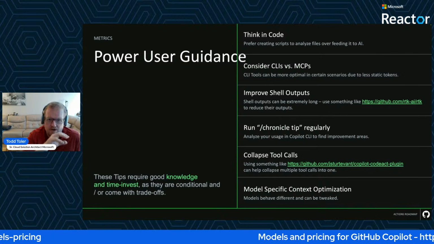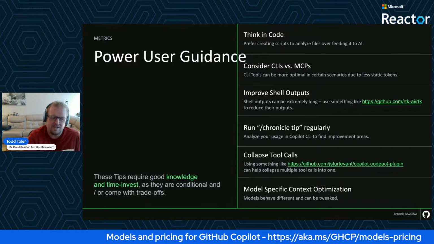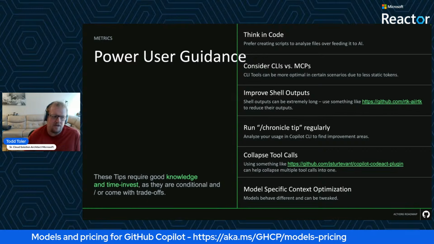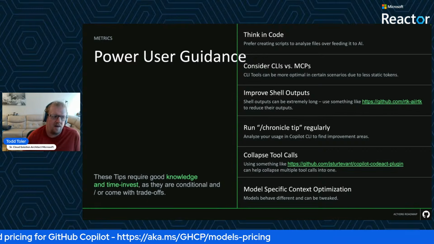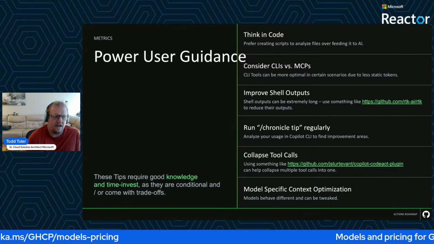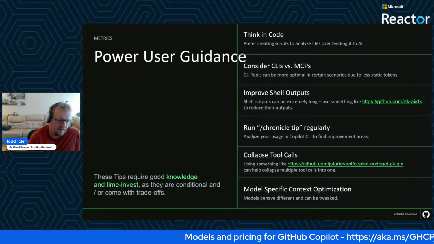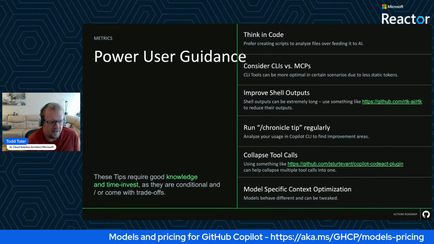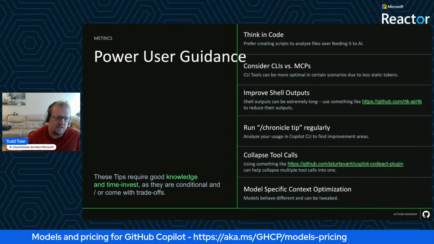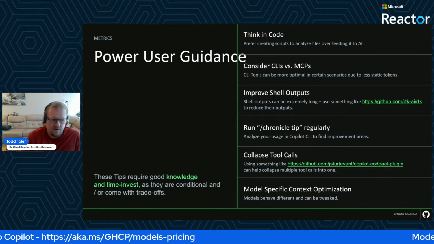Think and code. You want to create scripts to filter outputs before analysis, for example, filtering the GitHub REST API to relevant fields only. The next thing you want to do is use CLIs versus MCPs. CLI tools are a little more optimal. CLI tools like GH are already known to models and may be leaner than their MCP equivalents.